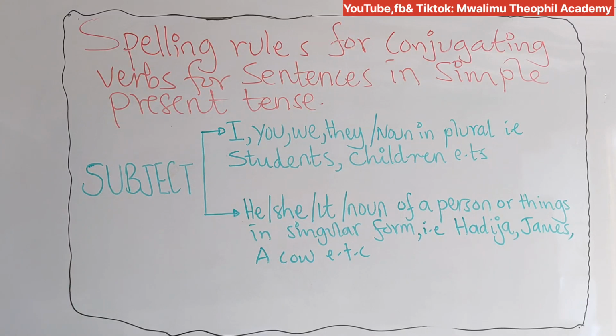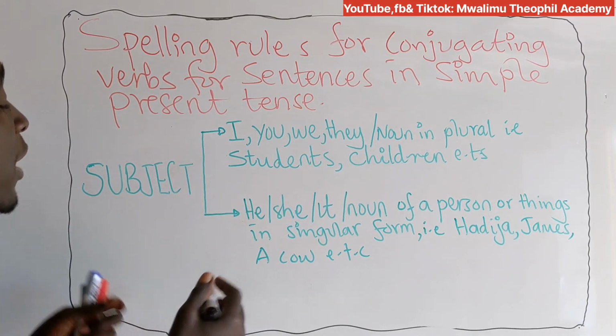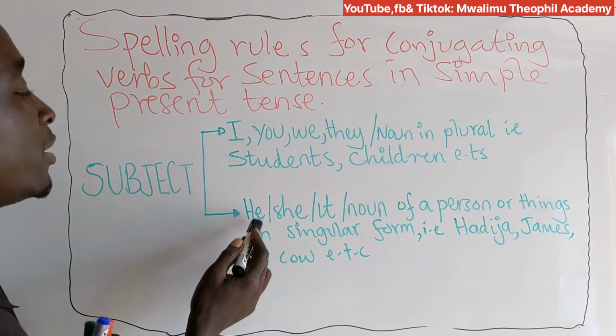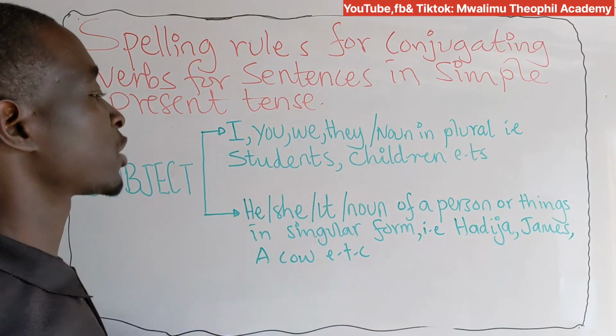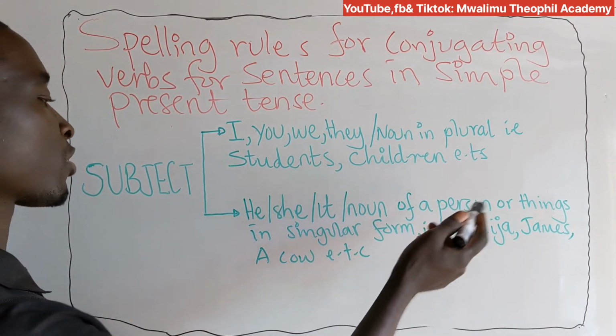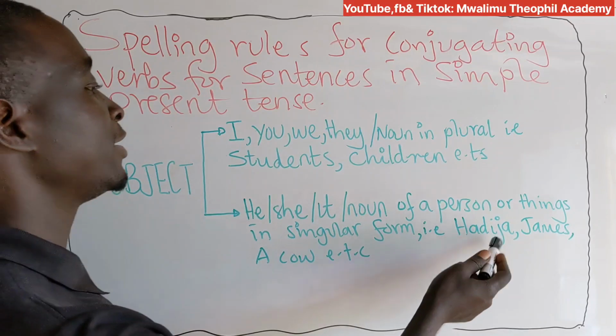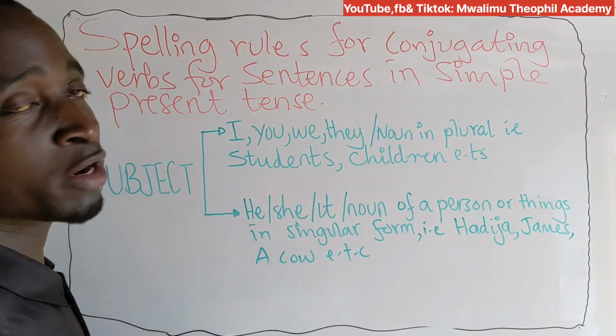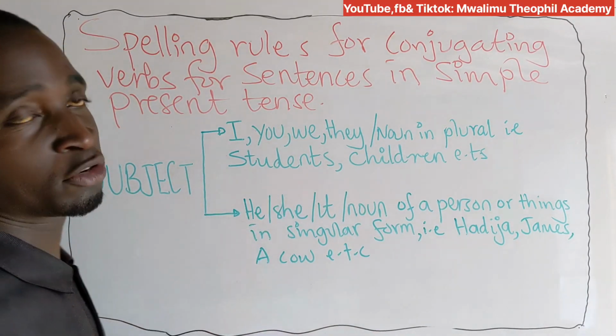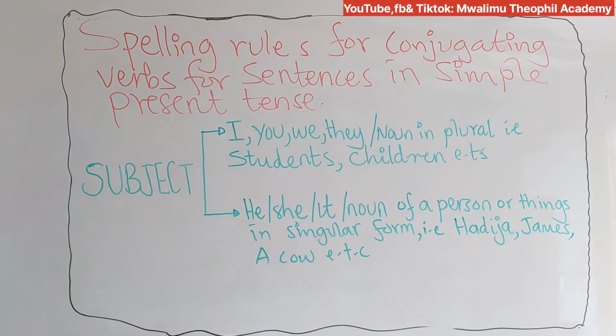The second category is one whose subject can be a pronoun like he, she, or it, or it can be a noun of a person or thing in singular form. These nouns are like Hadija, James, a cow, etc. For this category, we have 4 rules of conjugating a verb, and these rules differ based on the nature of the verb. Let us start with rule number 1.